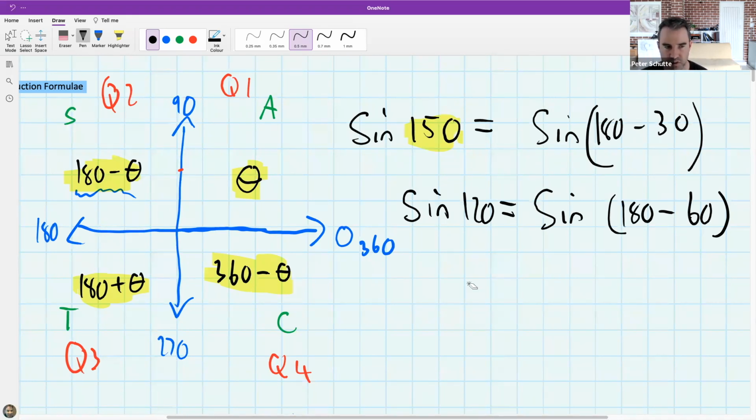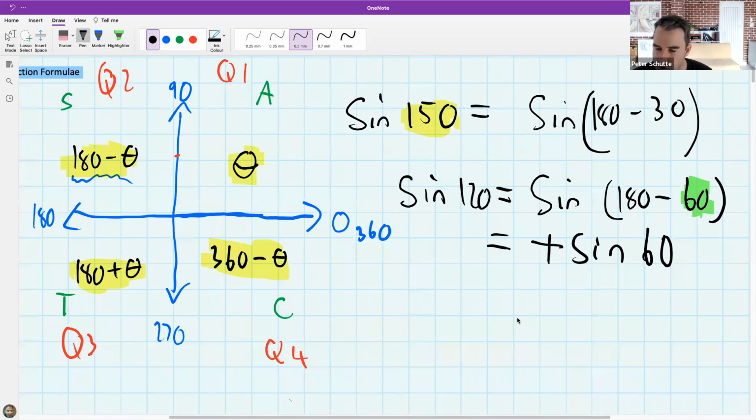And this is what we call using the reduction formula. Now, we're almost there. The final step is going to be reducing this. So the sine of 120 is equal to the sine of 180 minus 60. If I want to reduce this, the final step is to say, in quadrant 2, is sine positive or negative? It's positive. And for the sine of 180 minus 60, I just write down the number for theta, which is here. So this is going to be plus the sine of 60.